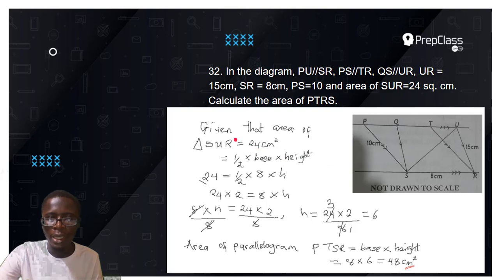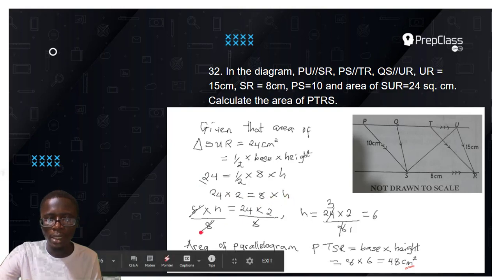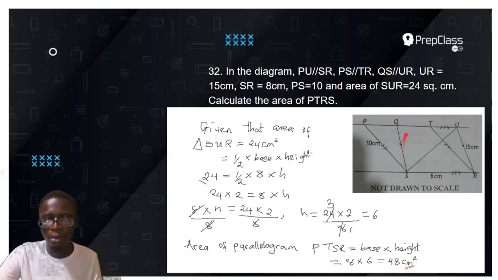So, it said given that the area of our SUR, which is this triangle, is 24, and the area of a triangle is base times height times half. So, when we cross multiply here, this 2 goes to this side, 24 times 2 equals 8 times h. Divide both sides by 8, 8 cancels 8, h is directly 24 times 2 all over 8. 8 into 24, 3, and then 3 times 2, that's 6. So the height of the parallelogram is given as 6 centimeter.